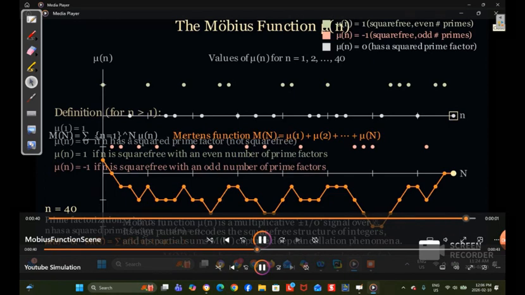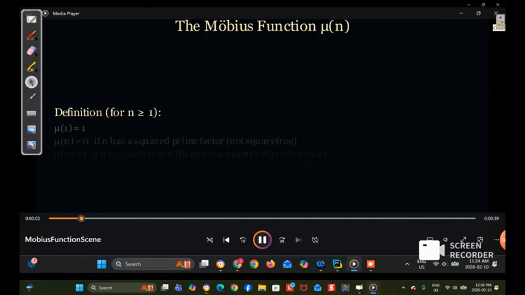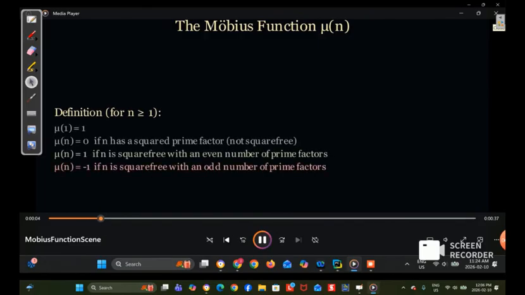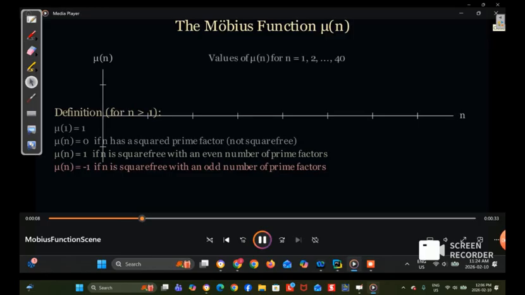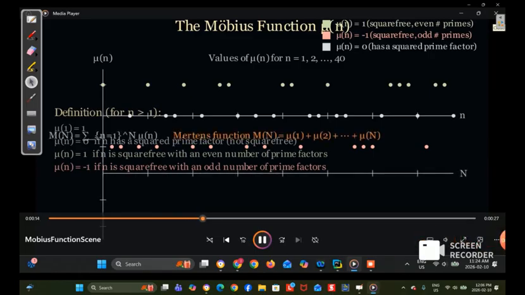So again, mu of n is equal to 0 if n has a squared prime factor. mu of n equals 1 if n is a product of an even number of distinct primes. And case 3, mu of n is equal to -1 if it's an odd number of distinct primes.